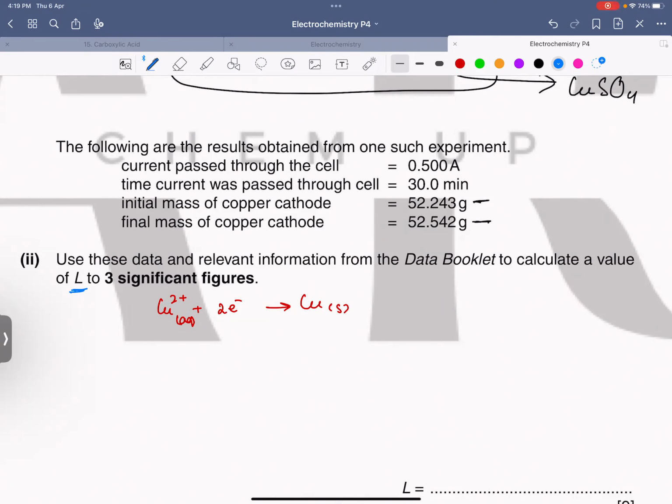You need two things. It is provided to you, that is the charge of one electron, 1.6 exponent minus 19. You need the charge of one mole of electrons, that is 1 Faraday.